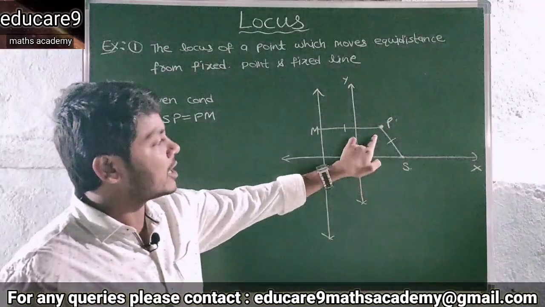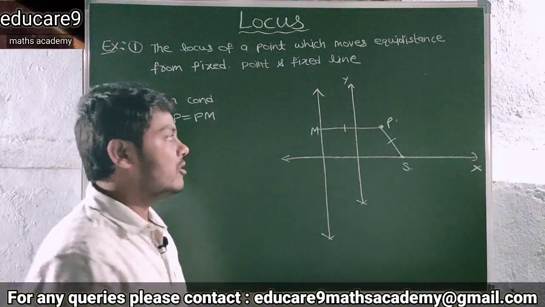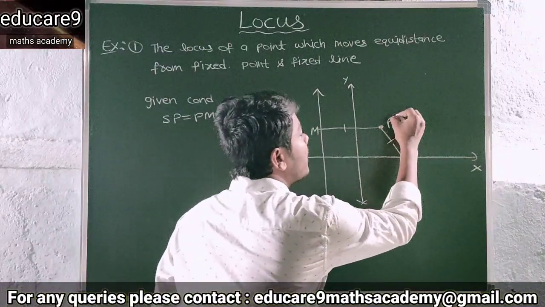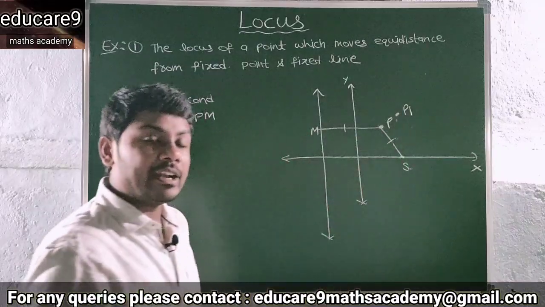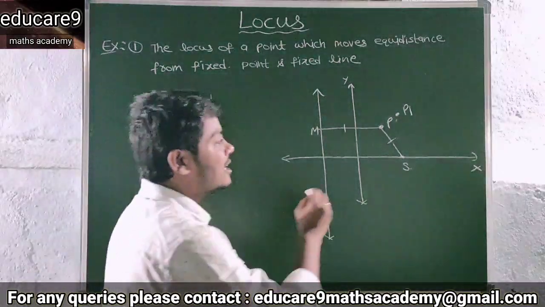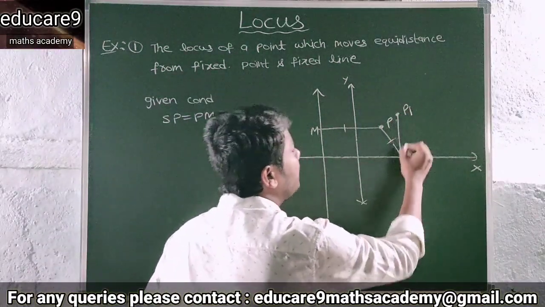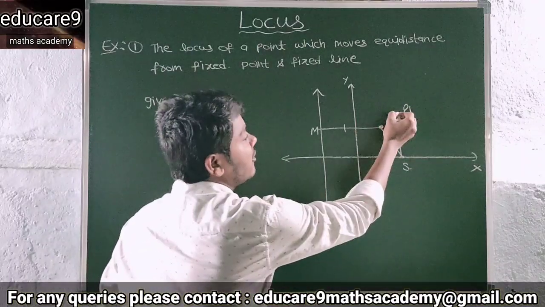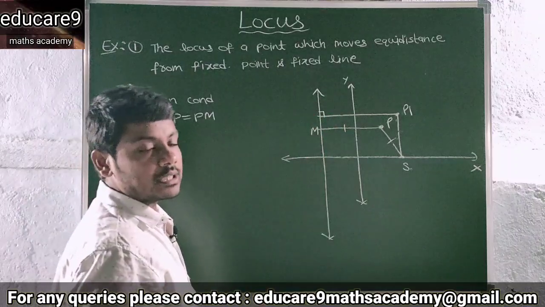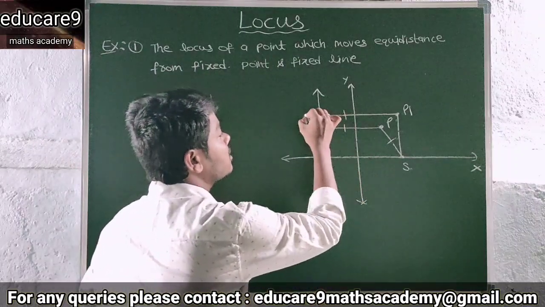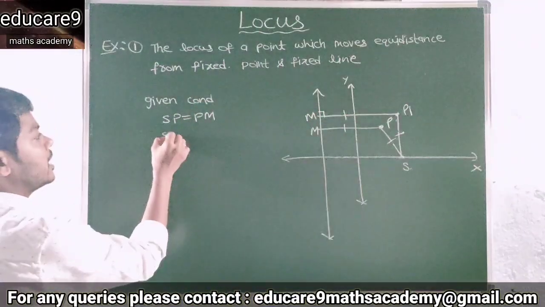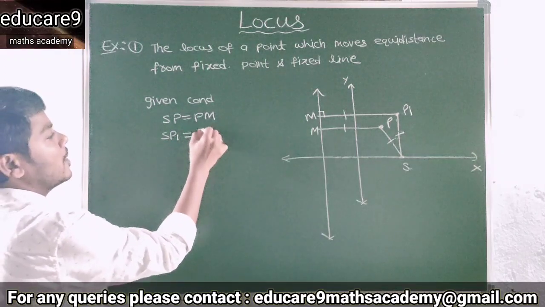So clearly this is the variable point, meaning it is moving in a plane. For example, this point P moved from P to P1, and that point also satisfies the given condition. So what is that condition? The distance from the fixed point to P1 is equal to the distance from the variable point to the fixed line. Suppose this is also M, P1M. So here write SP1 equals P1M.